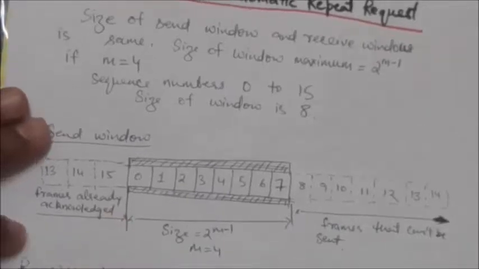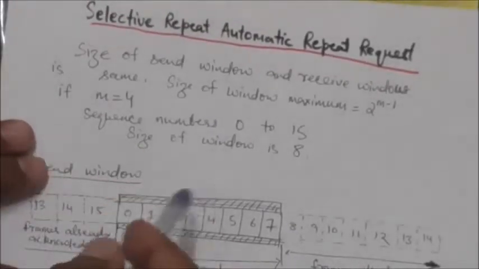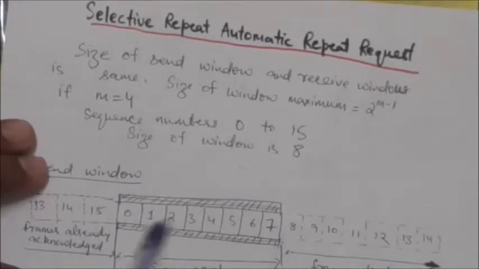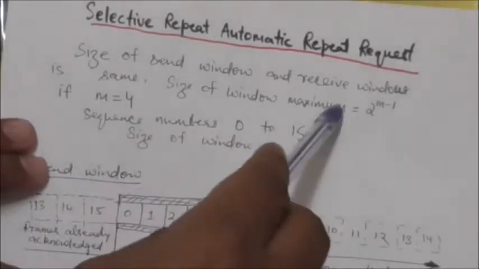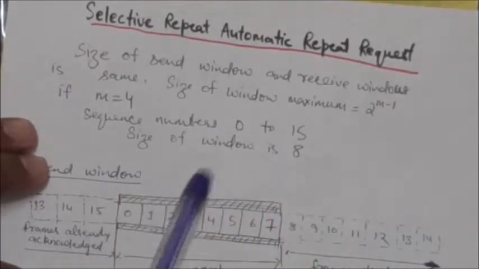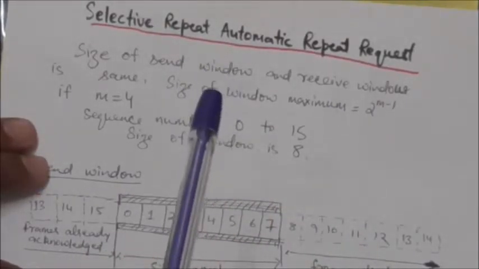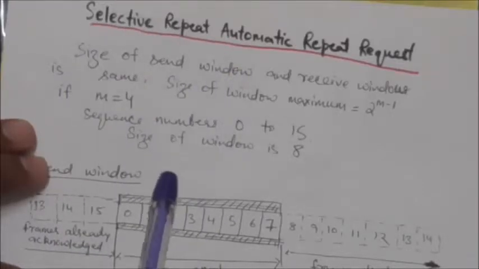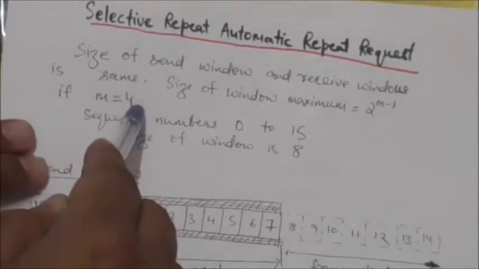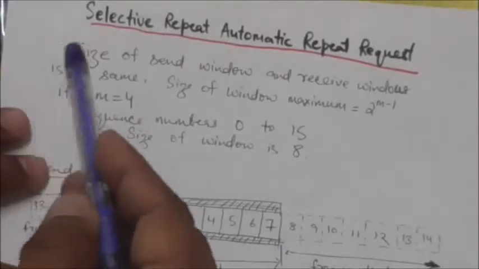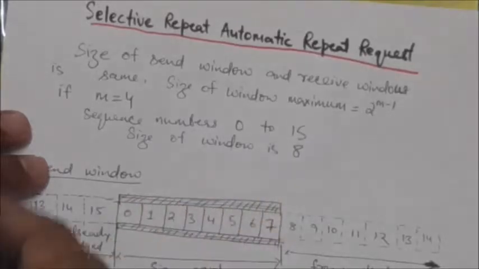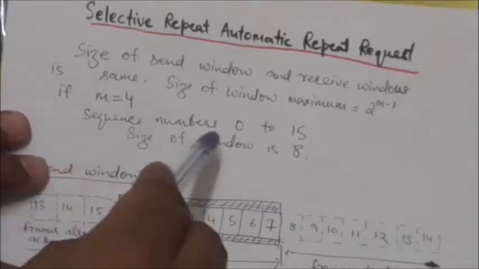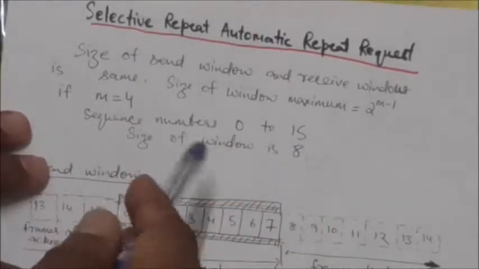Now what happens in this protocol? The size of the send window and the receive window is the same. The window's maximum size can be 2 raised to the power m minus 1. And what is this m? Here m is the number of bits allowed in the header of the frame for sequence numbers. So if m is equal to 4, then the sequence numbers go from 0 to 15, including 15, but the maximum size of the window is 8.